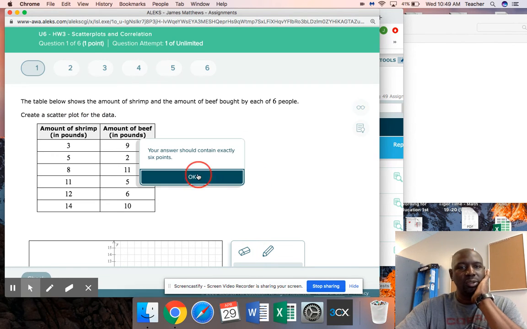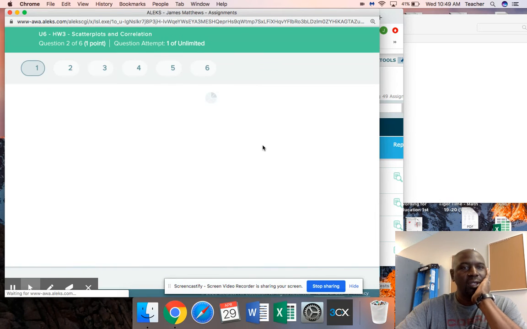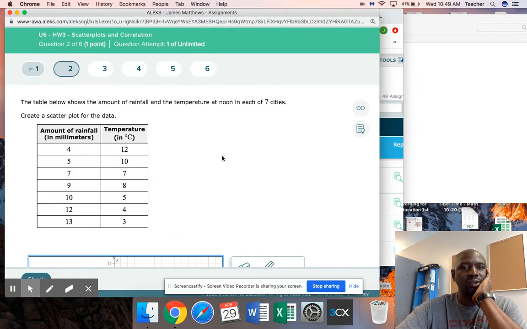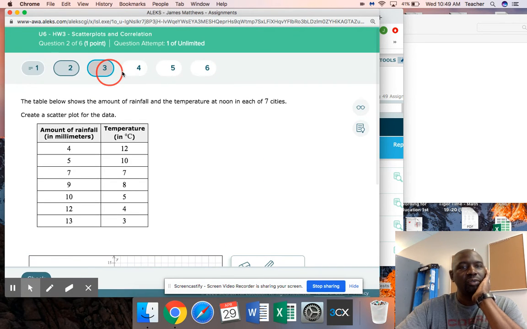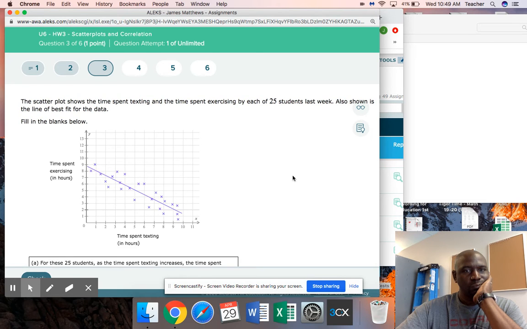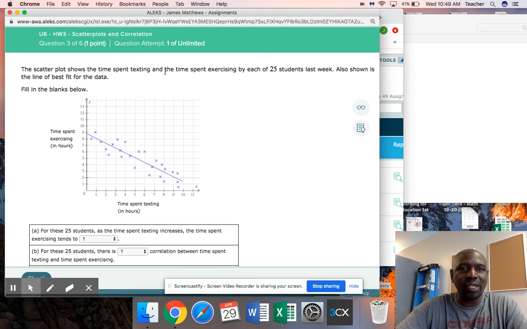Number 2, what is it saying? Fine. All right, for number 2, it's the same thing. Create a scatter plot. Not that big of a deal. For number 3, all right, the scatter plot shows the time spent texting and the time spent exercising for 25 students last week. Also shown is the line of best fit for the data.